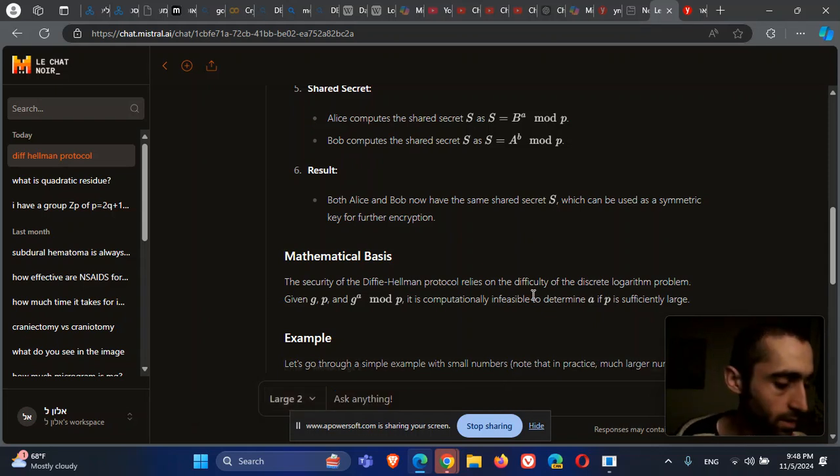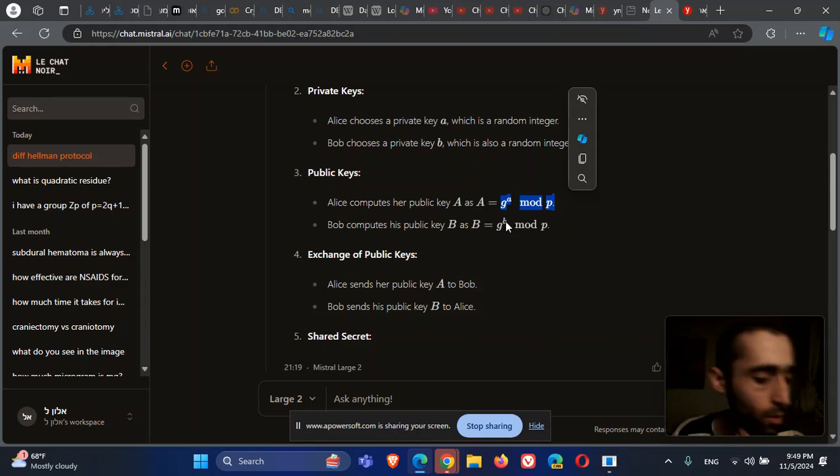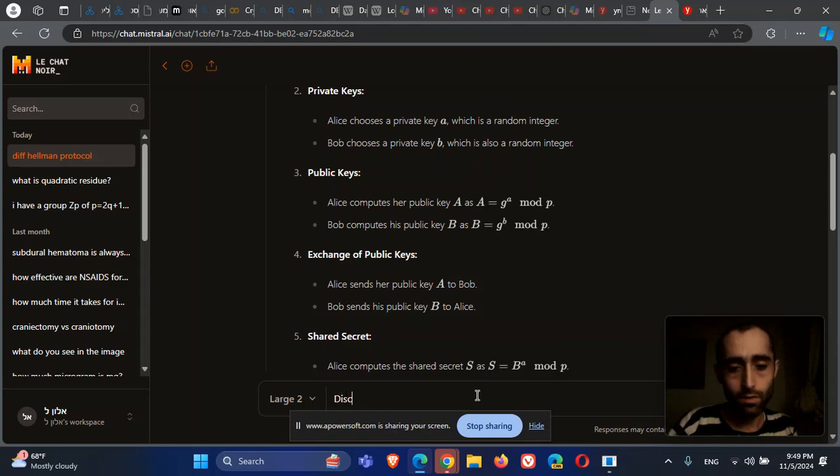Now, you may think that, okay, what's the problem? When Alice sends this thing to Bob, the attacker can get it and get A. And if he gets A, for example, when Bob sends it to Alice, he can get it and just take it to the power of A, like Alice does, and get the secret key. Yes, what's the problem? The problem here is that even if the attacker intercepts this one or that one, he won't be able to get B or A, because of the discrete logarithm problem.